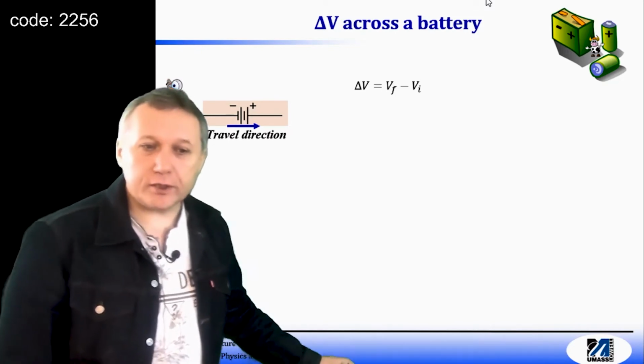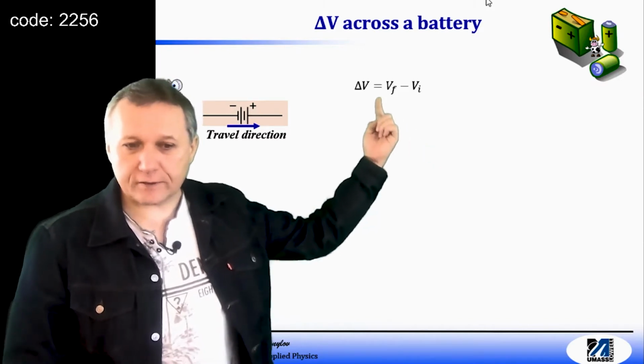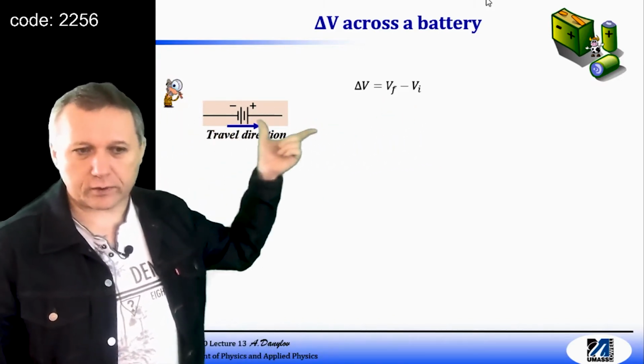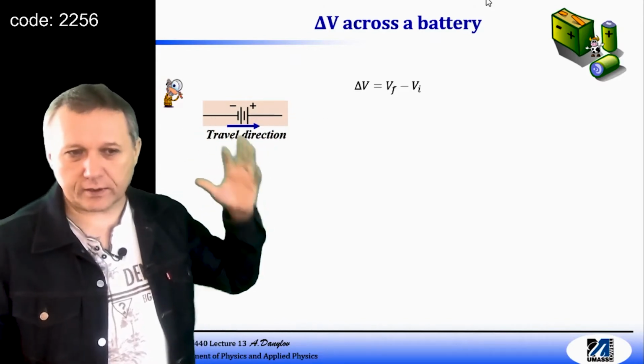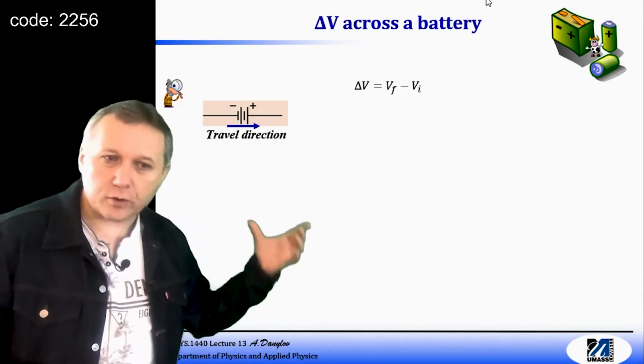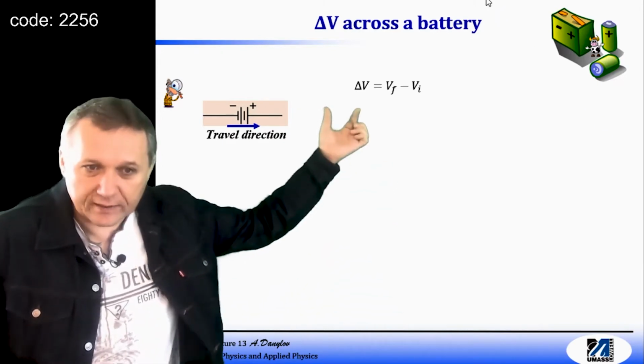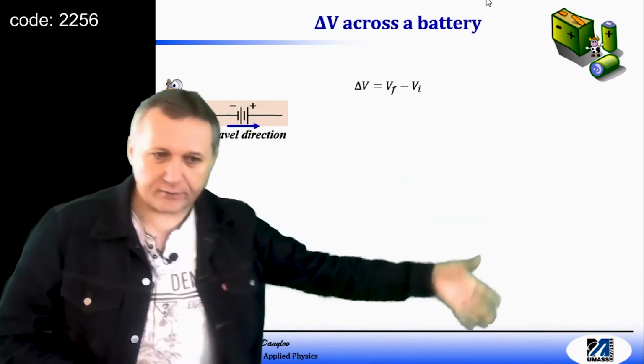Because we need to know which point is final and which point is initial when you move across the element. If you don't have a travel direction, you don't know which point is final and which point is initial, because delta V is V final minus V initial.